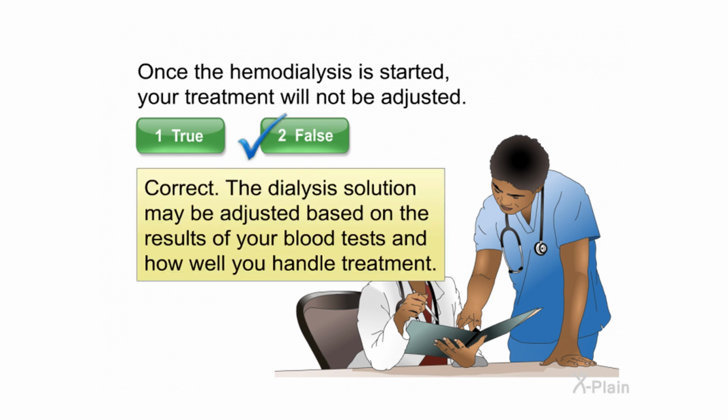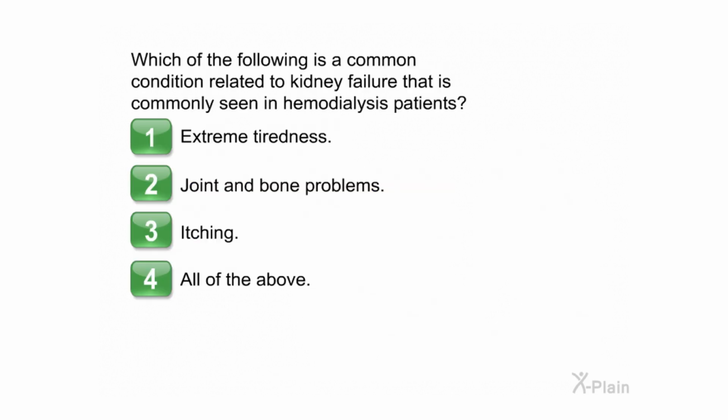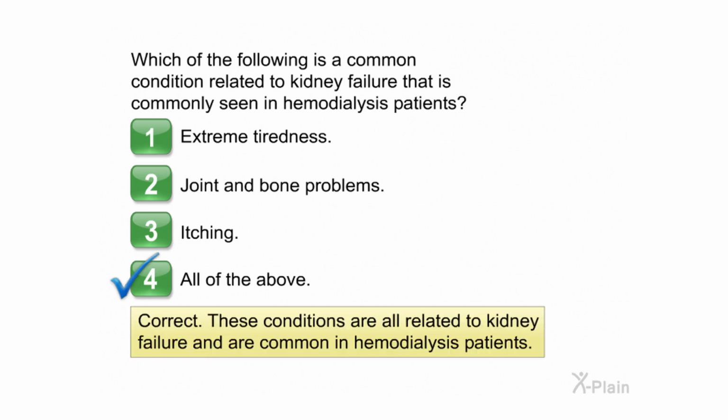Correct. The dialysis solution may be adjusted based on the results of your blood tests and how well you handle treatment. Which of the following is a common condition related to kidney failure that is commonly seen in hemodialysis patients? Choose one of the following options. 1. Extreme tiredness. 2. Joint and bone problems. 3. Itching. 4. All of the above. Correct. These conditions are all related to kidney failure and are common in hemodialysis patients.